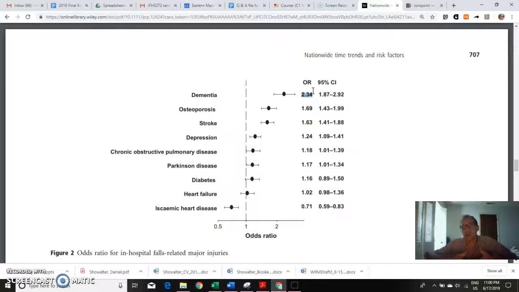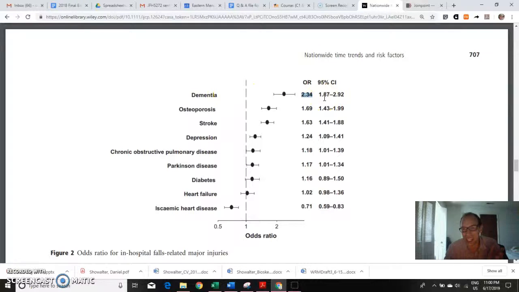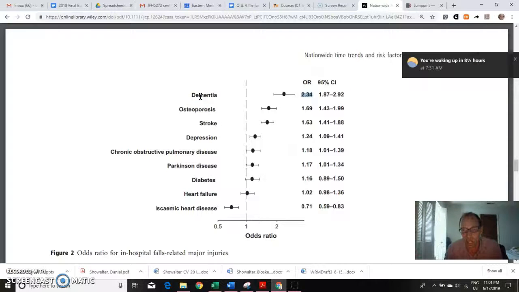What we would really want to do is generalize beyond those specific Danish patients into a larger population and try to figure out, well, what is the increased risk for someone with dementia? And here's where they create a confidence interval. So they say, best case scenario, the odds of someone with dementia falling is 1.89 times as high as someone who does not have dementia falling and having a major injury. Worst case scenario, it might be almost 3 times as likely for someone with dementia to fall and have one of these major injuries.